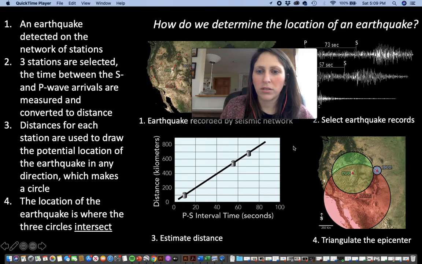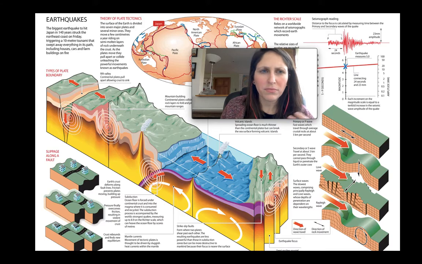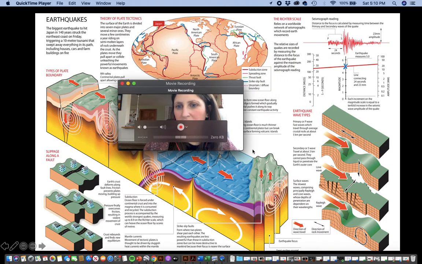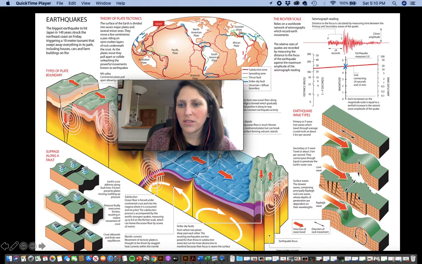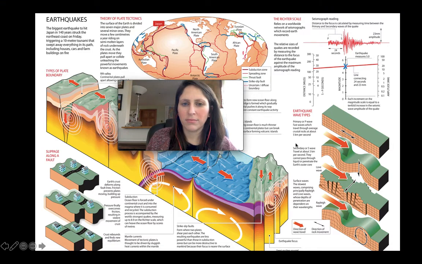Okay, so there's a couple of questions on that I already answered. Okay, so moving forward, we have a nice summary diagram on earthquakes, plate tectonics, and the different types of waves that we experience, our seismic waves, when we have an earthquake. So this is a really nice diagram to refer back to when you're looking at earthquakes.